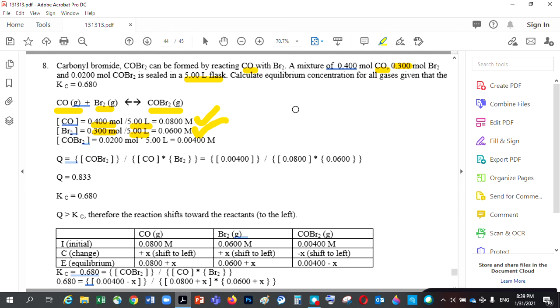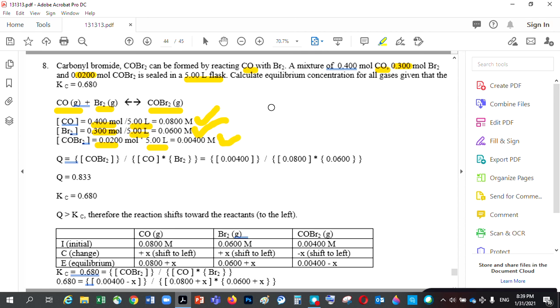The product on the other side: calculate the equilibrium concentration, which is X. That's what it says, X. So we started with 0.2. This is our product, divided by 5.00 liter, will give you 0.004.